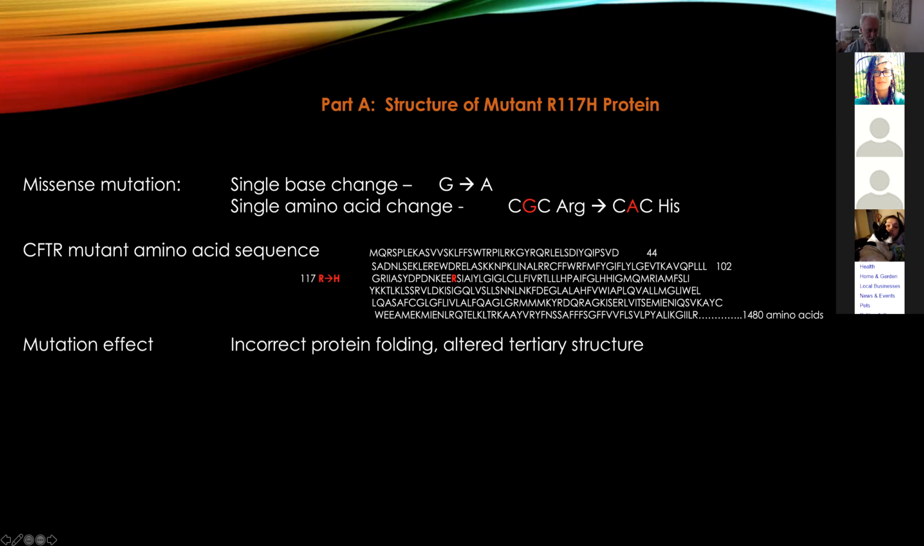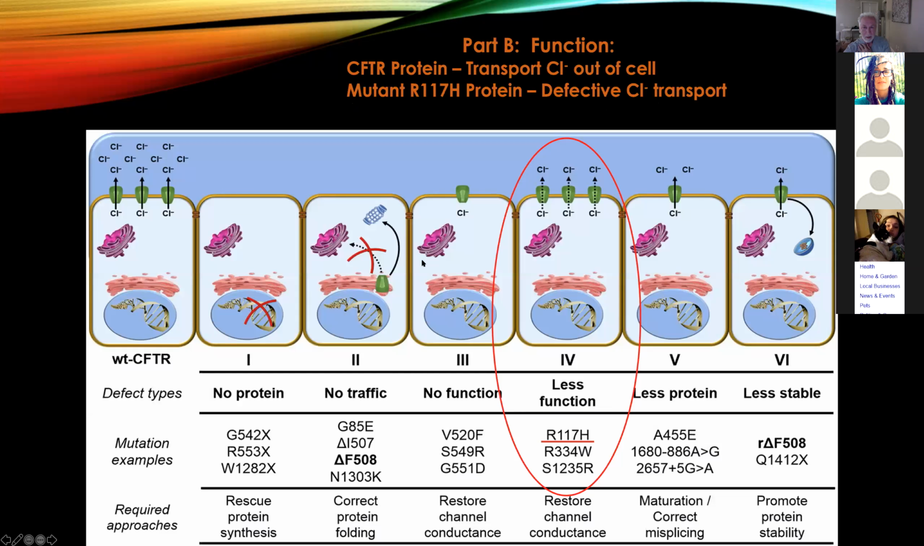So what is the effect of the mutation? It causes incorrect folding. So there's an altered tertiary structure. And you remember how critical the tertiary structure is for the protein function. So that's the next part. What is the function, and how is the function of the protein changed?